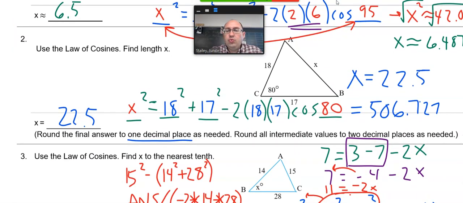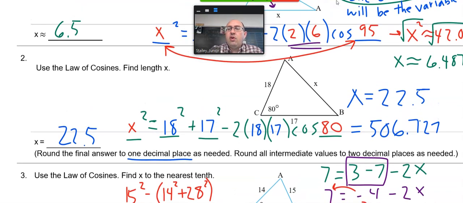Question 2. Wow, same scenario. Probably not going to go through this with you, but you see the known angle and the known opposite side. 80 goes at one end, x goes at the other end. Type all that stuff in, take the square root, 22.5. So that's a pretty straightforward situation.